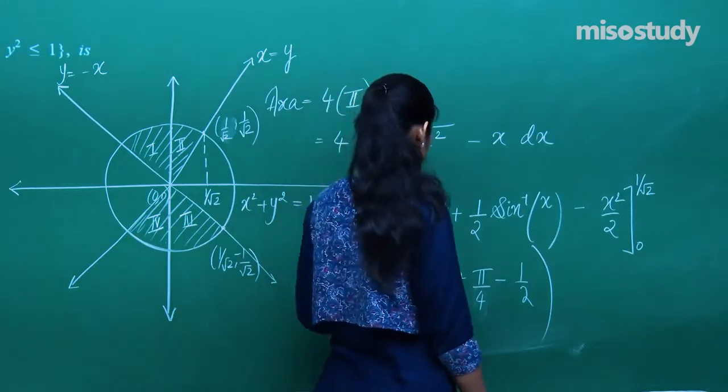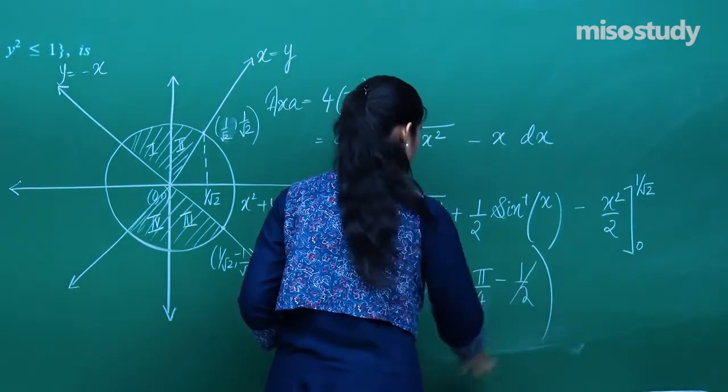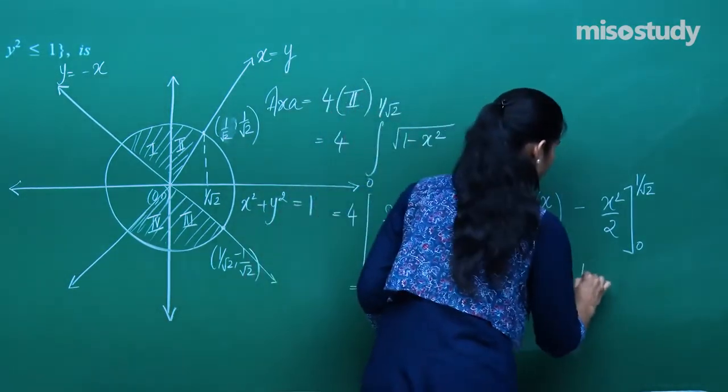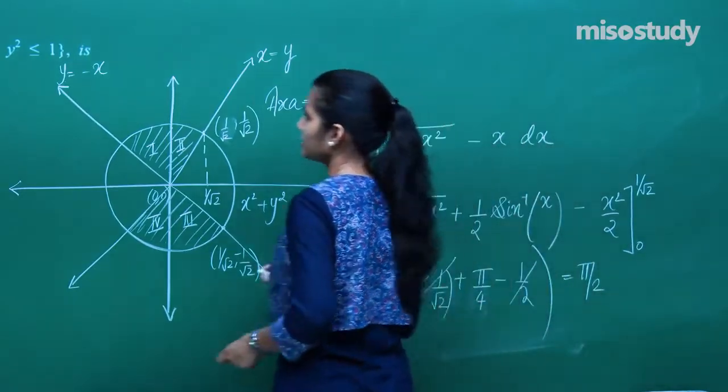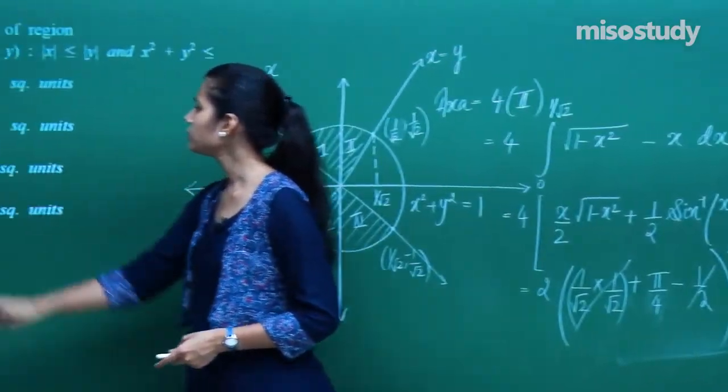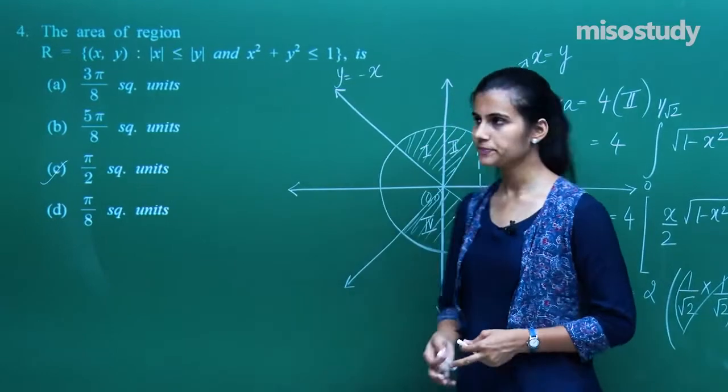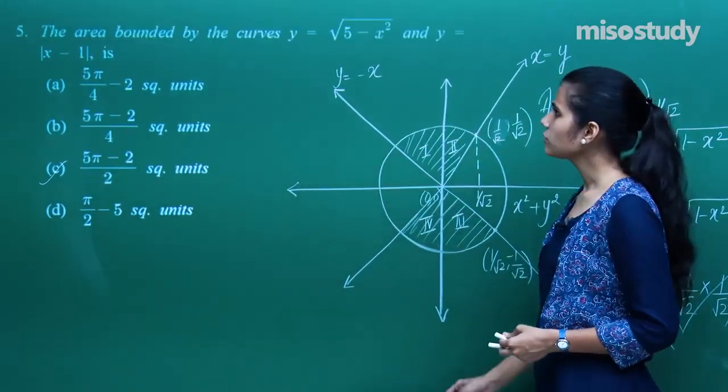Fine. So this becomes 1 by 2 minus 1 by 2. Then you have twice of pi by 4, which gives you pi by 2 as the answer, and therefore pi by 2 square units is your very answer. Moving to the next question, let's see what we have.